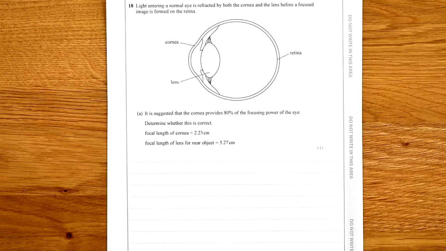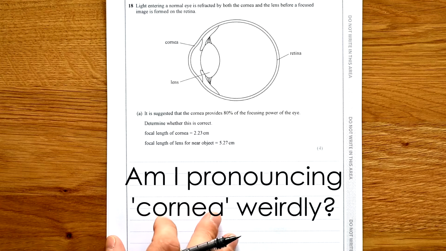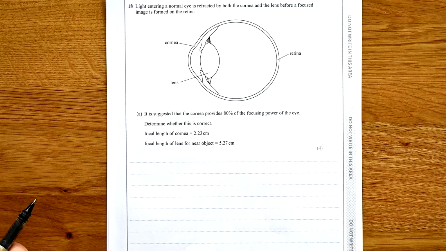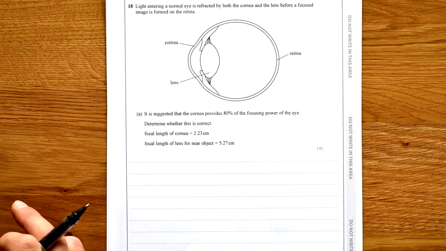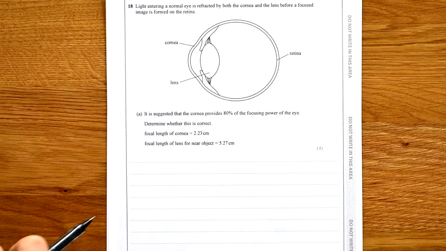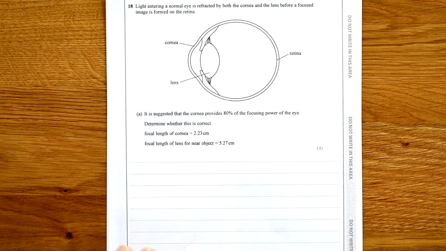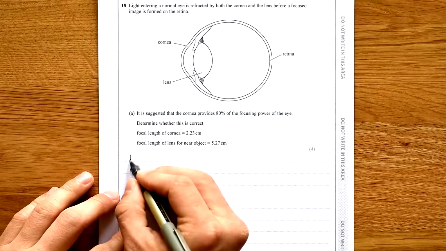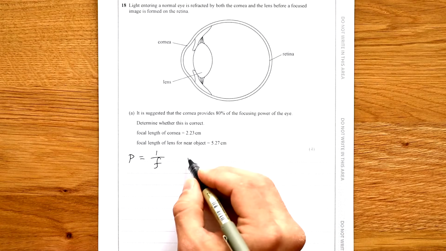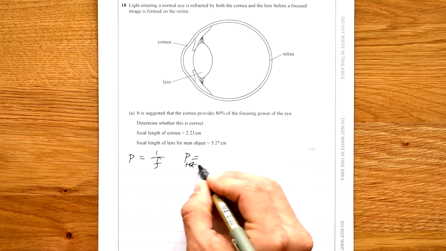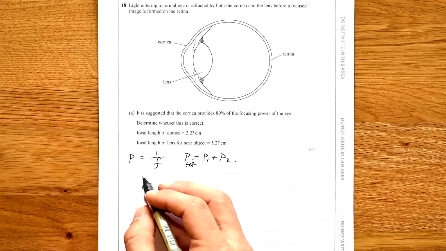18. Light entering a normal eye is refracted by both the cornea and the lens before a focused image is formed on the retina. It is suggested that the cornea provides 80% of the focusing power of the eye. Determine whether this is correct. We're given the focal length of the cornea and focal length of the lens for a near object. So the power of a lens is equal to the reciprocal of the focal length. The total power is equal to power of one plus the power of the other. So let's find out what these powers are first.